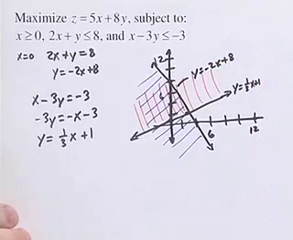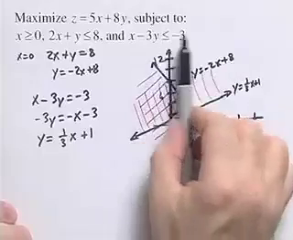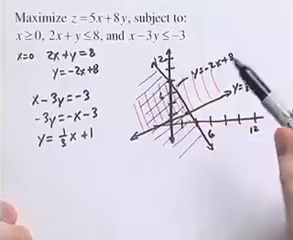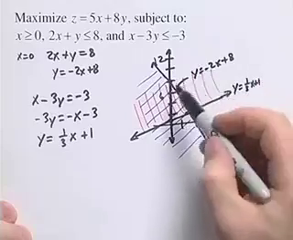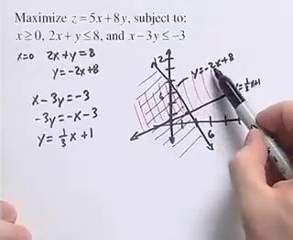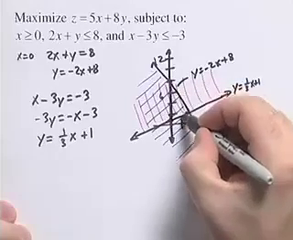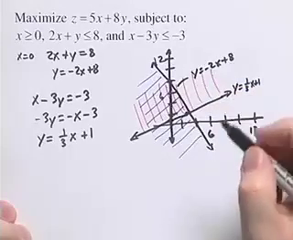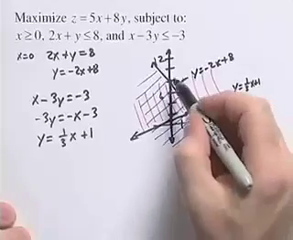Now our feasible region for this problem is going to be where the overlap lies. We need to be to the right of the y-axis. We need to be above the line y equals 1/3 x plus 1. And we need to be below the line y equals negative 2x plus 8. That puts us in this region right here, the triangular region. We need to find the corner points for this region.